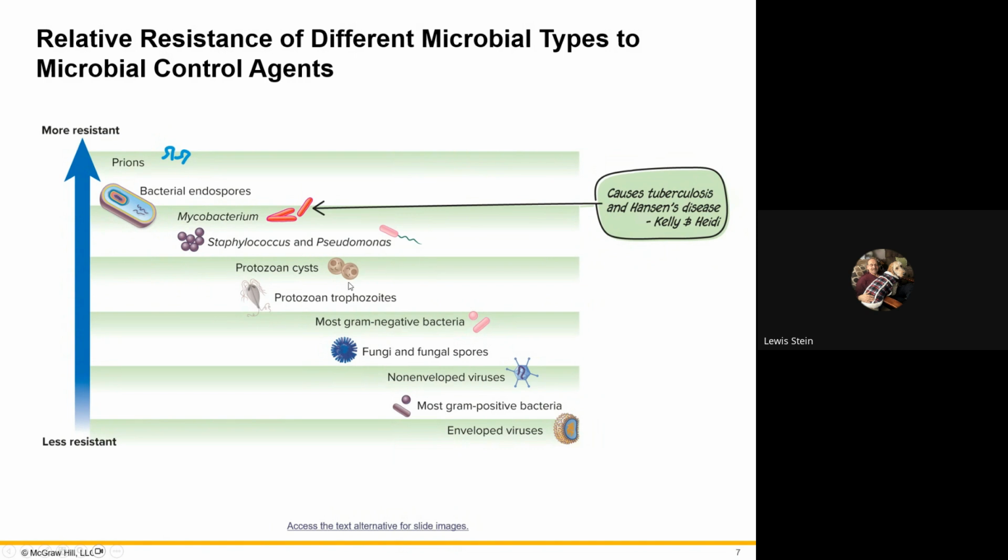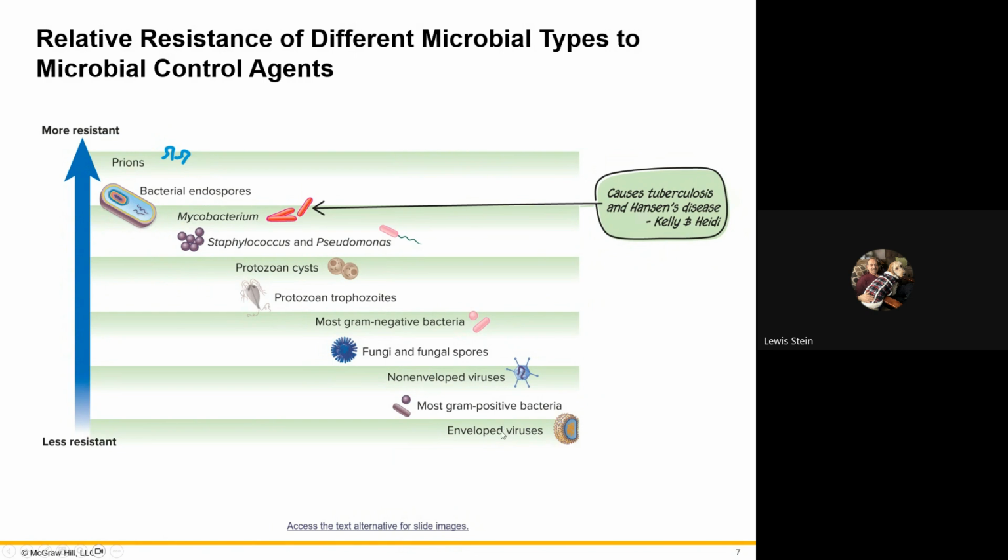Protozoan cysts. Remember, we're talking about different forms. They're difficult to get rid of. The trophozoites, the active form, much more so than, and it maybe surprises you, gram negatives, but they've got a membrane. Fungi and fungal spores, a little bit easier to destroy than you think. And notice the viruses here. These are called naked viruses. We'll get to the anatomy of them. Gram-positive and enveloped viruses, that's an interesting teaching point that we will get to.